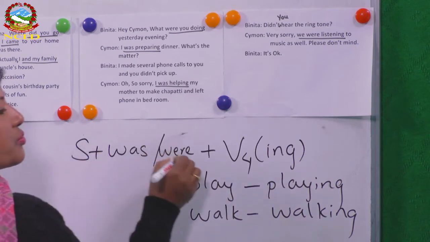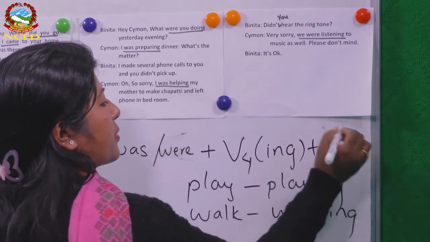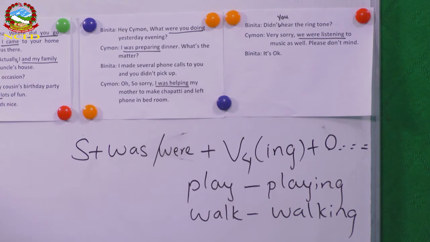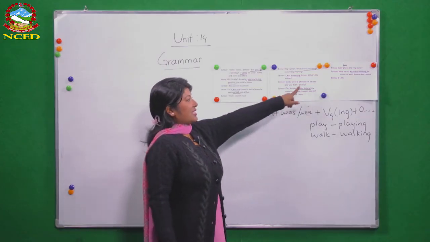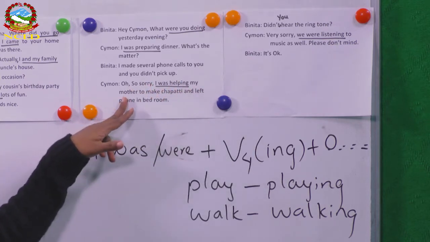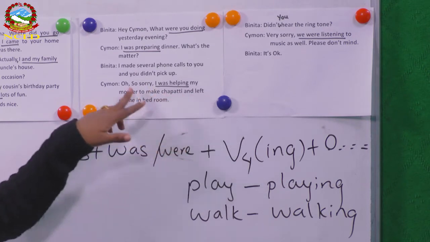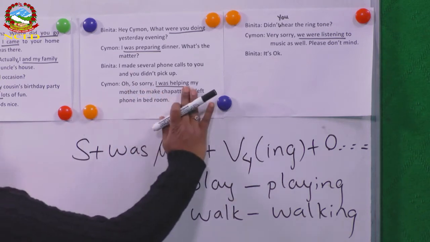Subject plus was or were plus verb-ing plus the remaining parts, object and remaining part. So this is the past progressive form. Okay, see examples. I was helping my mother to make chapati, and this is the continuation of the phone. I left the phone in the bedroom. So you can look up to here only.